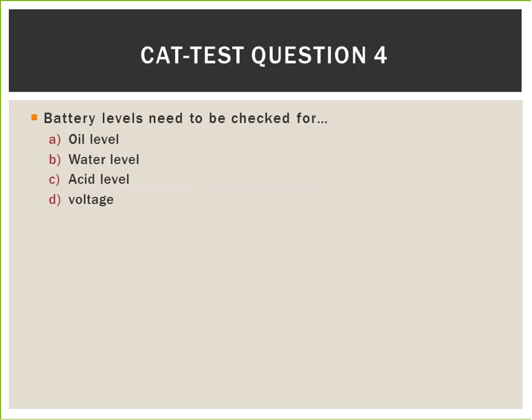CAT test question 4. Battery levels need to be checked for A, oil level, B, water level, C, acid level, D, voltage. Answer C is the best answer here.